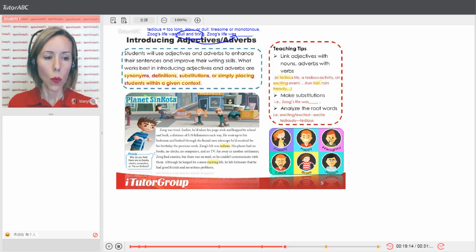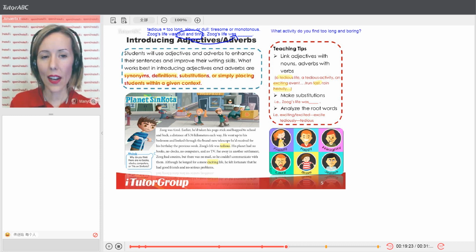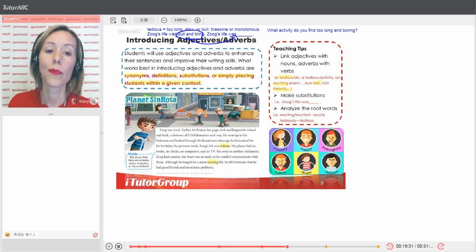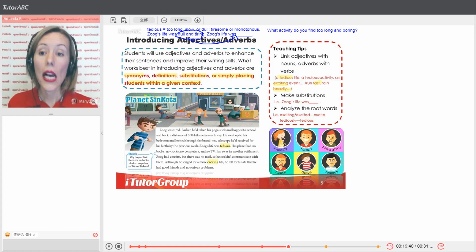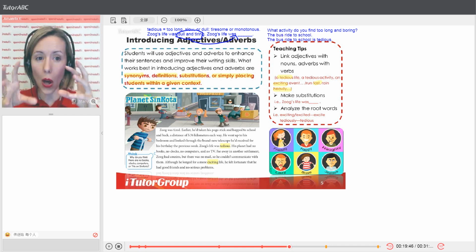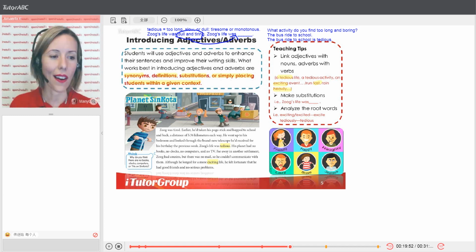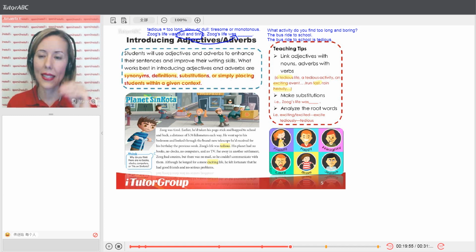You can also apply it to their life. You might ask them a question like, what activity do you find too long and boring? Now we're not really talking about the word tedious, but we're talking about the meaning of the word tedious. So they might say, the bus ride to school. Oh, okay. So you can say, the bus ride to school is tedious. Oh, so now they can see how they feel. And then if I feel something is boring, it's taking too long, I can use the word tedious to sum it all up. So that's how you can make substitutions.